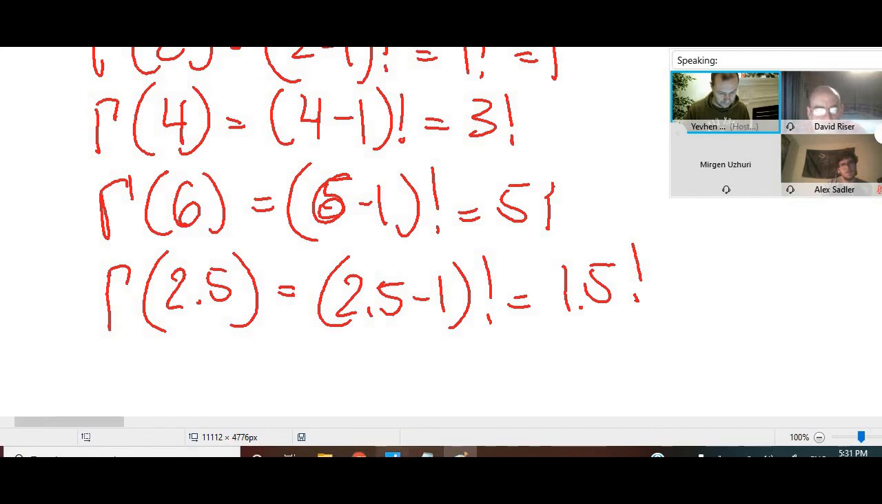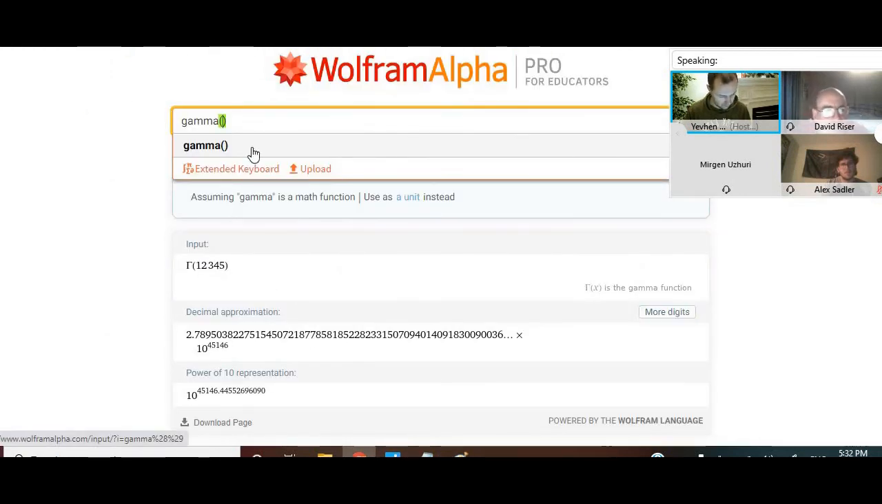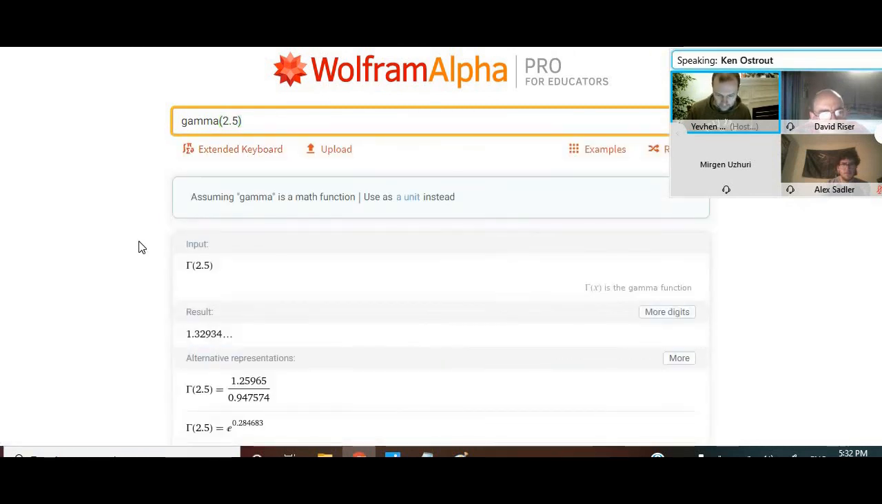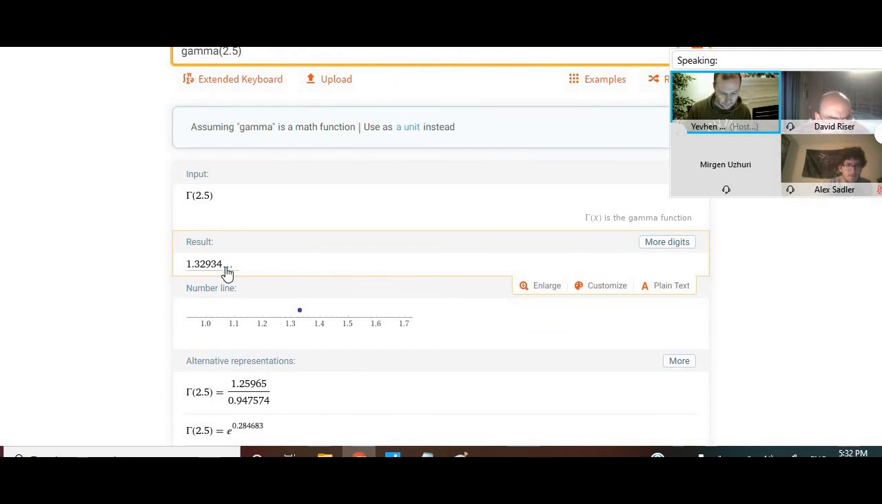Well, I don't know. Let's ask Wolfram. Gamma of, not 1.5, of, what did I say? 2.5. And it has an answer. It is 1.329 with some change. So the gamma function allows you to extend the notion of a factorial to non-integer positive numbers, to non-zero real numbers. Am I making any sense?